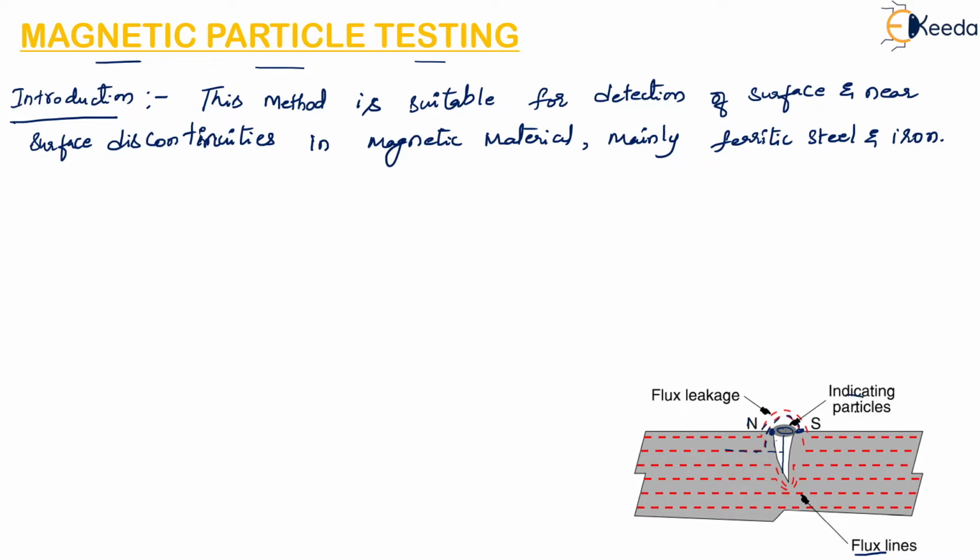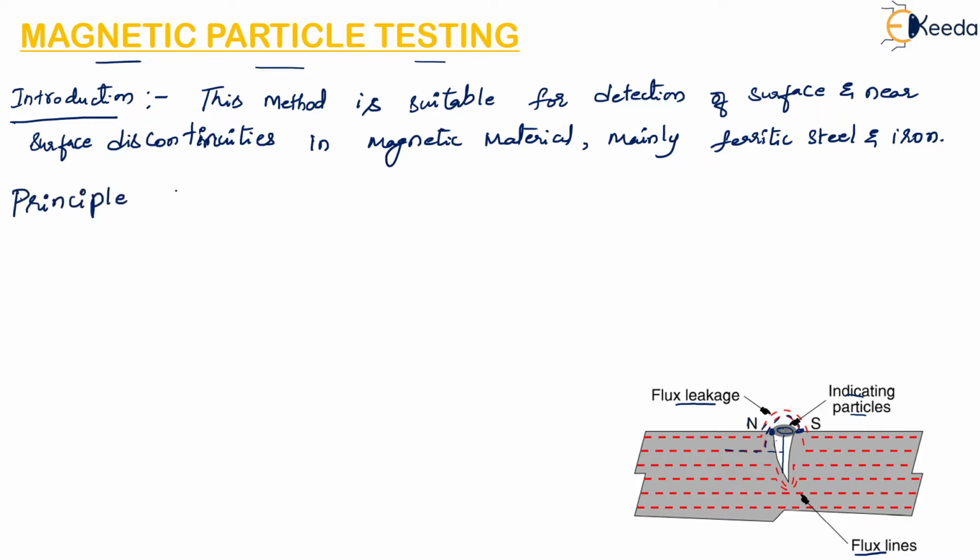So here, indicating particles. So what we will do, first we will produce a flux in the component. Then if there are discontinuities, there will be leakage of the flux and poles will be produced. So north and south pole. Then we will put some indicating particles, that is nothing but the iron filings. So these poles will attract these iron filings.